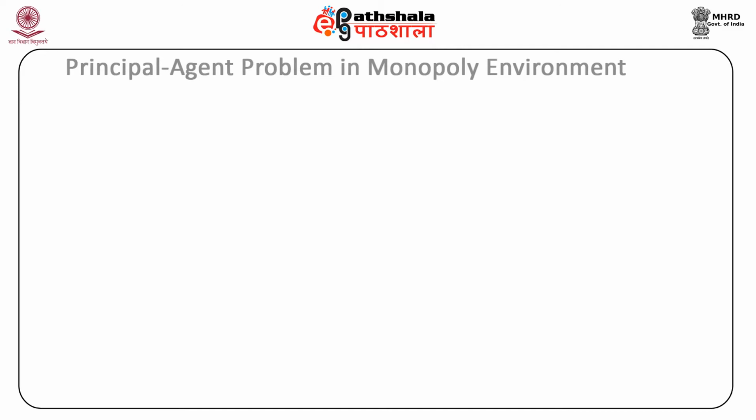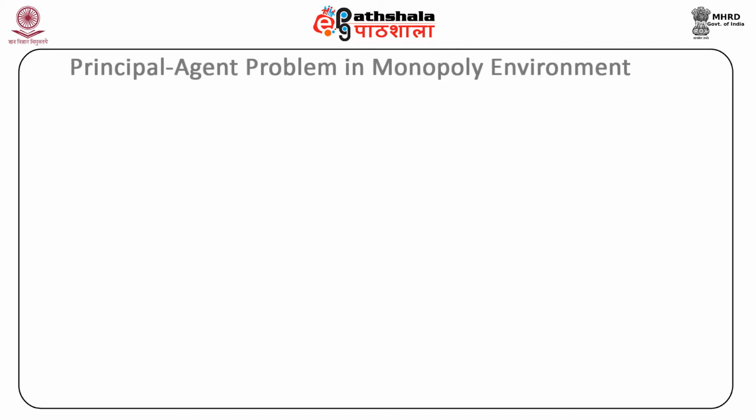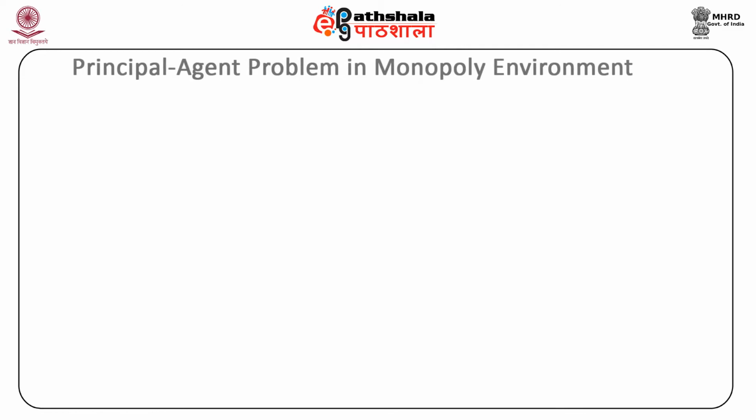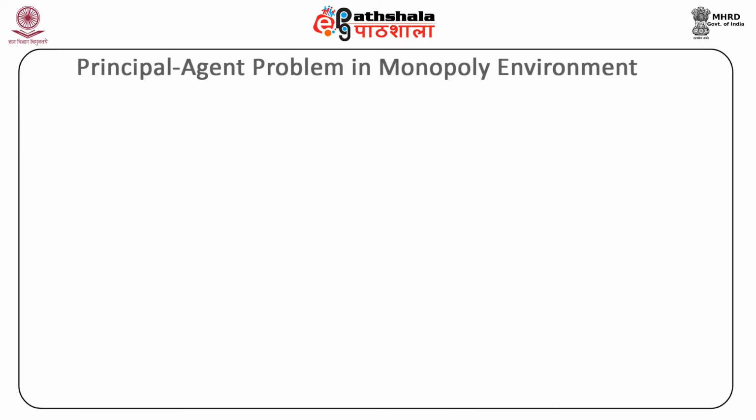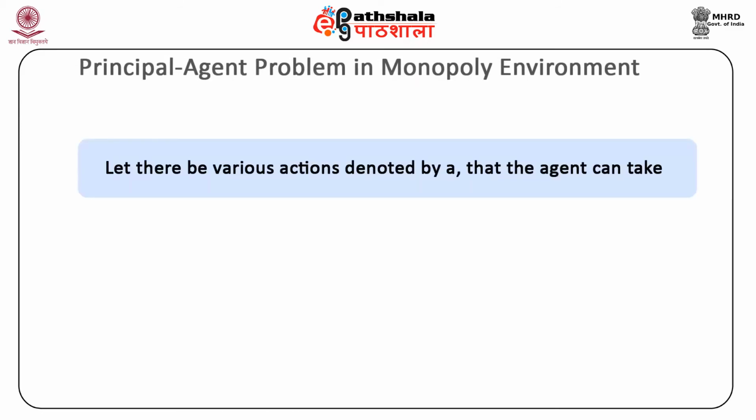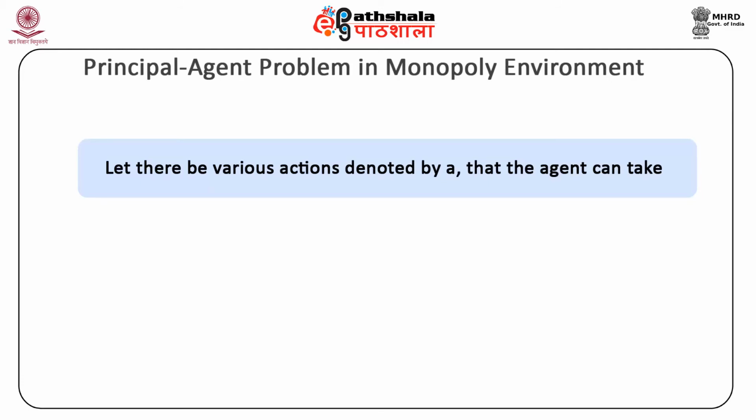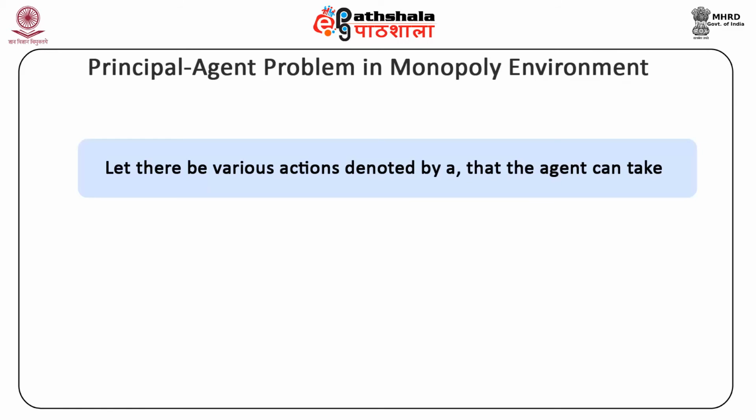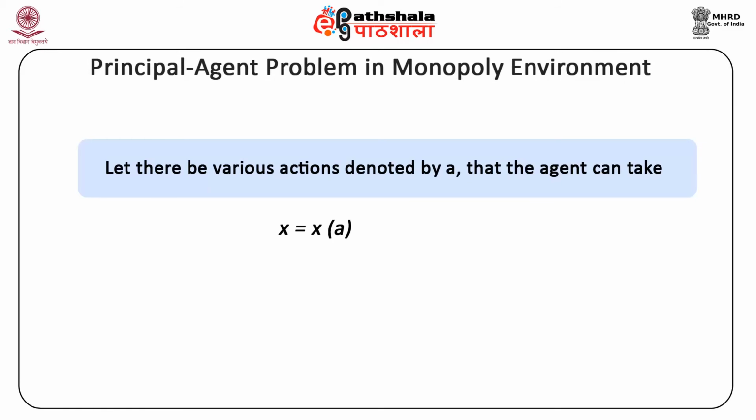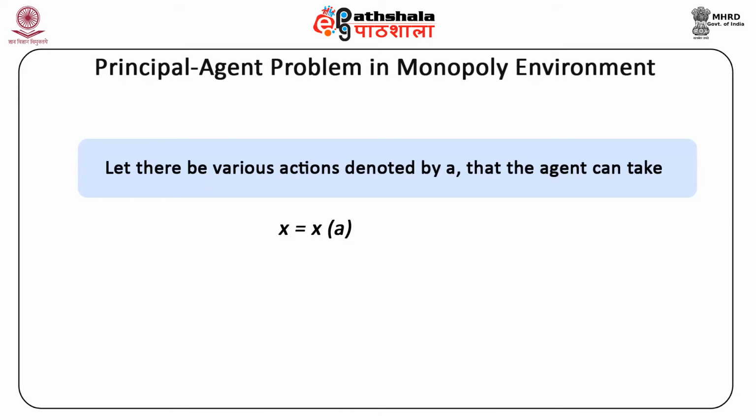We also assume that there is only one principal so that we can say this is a case of monopoly. Let there be various actions denoted by A that the agent can take. Assuming the output to be a known function of action, we can write x = x(A).